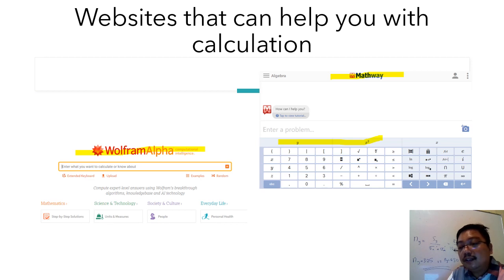But of course, in your final examination, you cannot bring your laptop. You just have to bring your calculator with you. When you do exercises, you use the website. When it is exam time, you use your calculator.